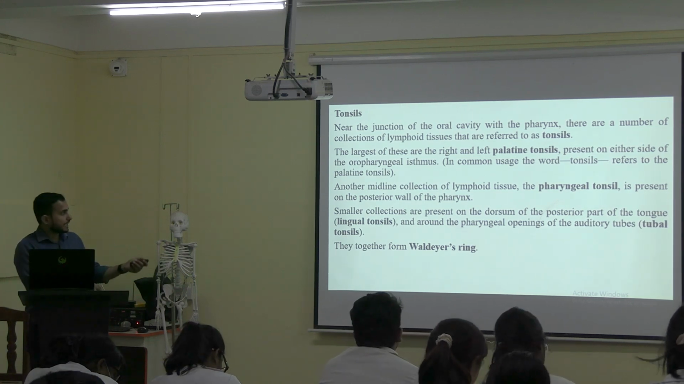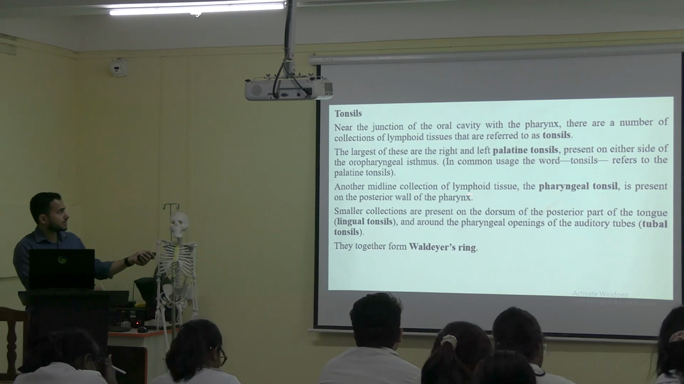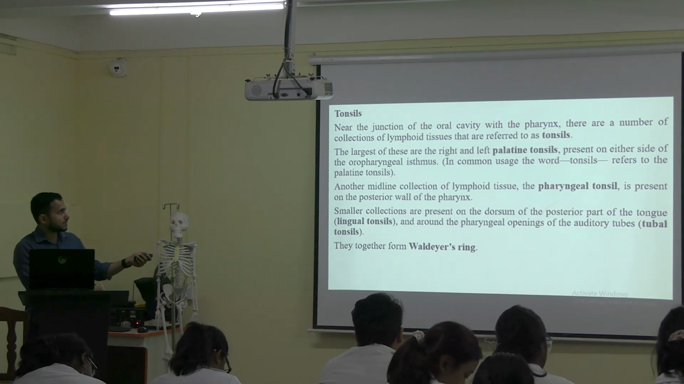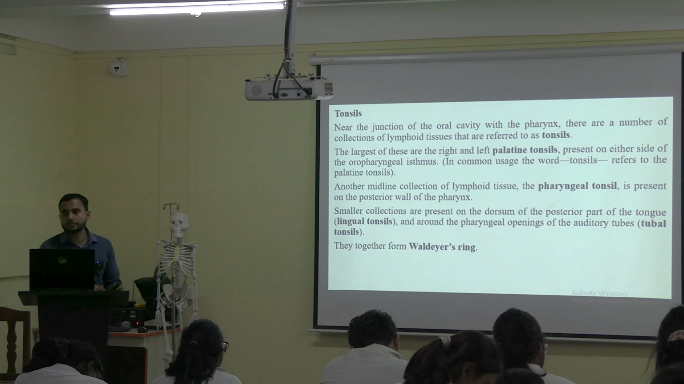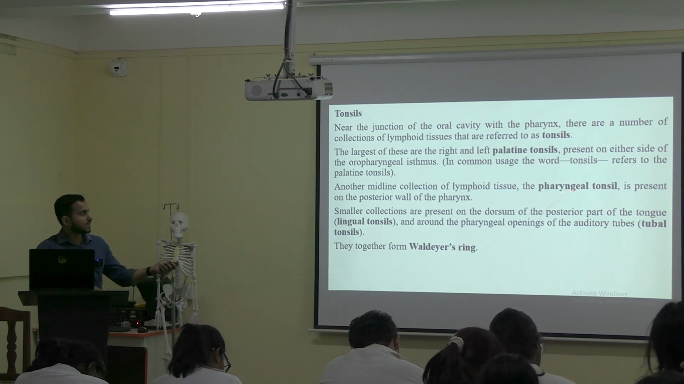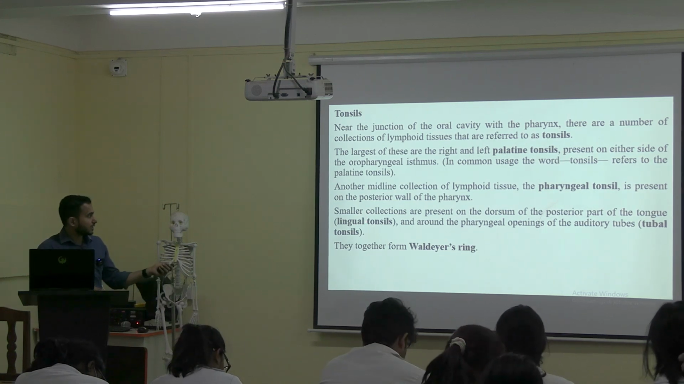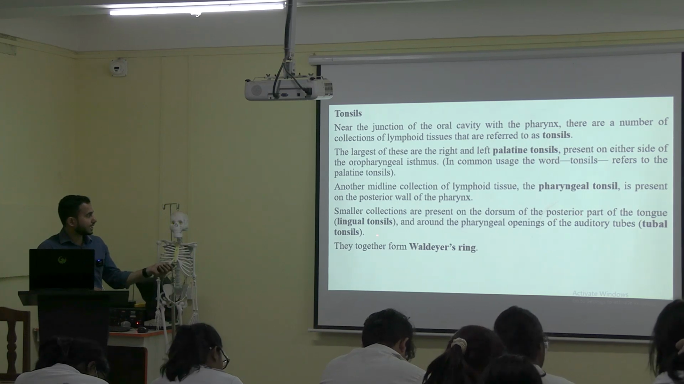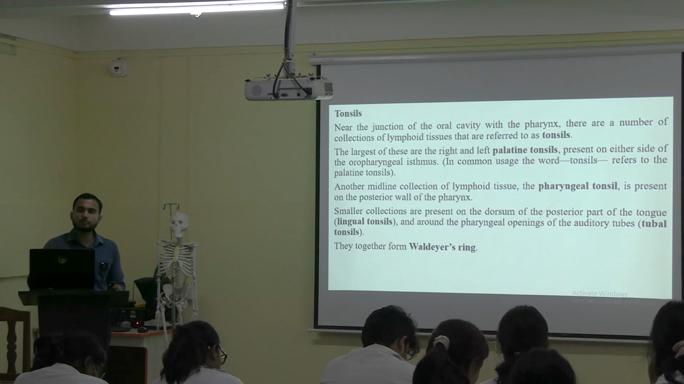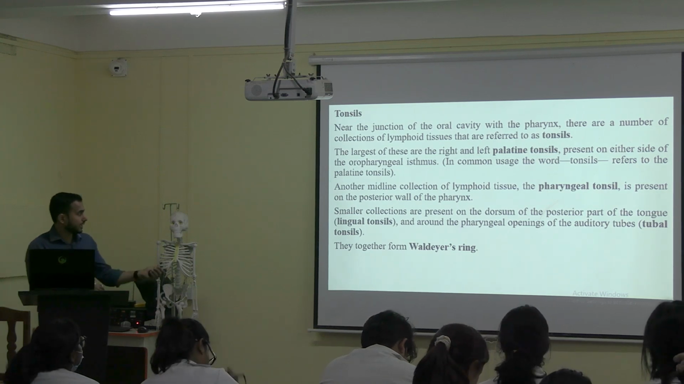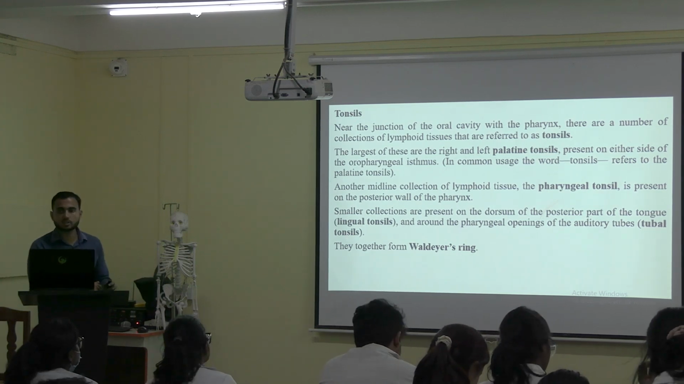Next, some other parts are also there where these tonsils are present. For example, on the posterior wall of the pharynx, that is called the pharyngeal tonsil. Then on the posterior part of the tongue, that is called the lingual tonsil. Above the tubal opening of the auditory tube, another tonsil is present. These are called tubal tonsils.